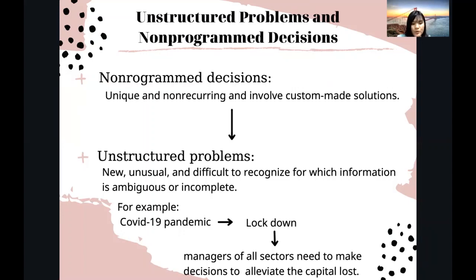Therefore, they are used to solve unstructured problems that are new, unusual, and difficult to recognize, for which information is ambiguous or incomplete. For example, during the COVID-19 pandemic, many cities have locked down, which affected many businesses. Therefore, the managers of all sectors need to make decisions to alleviate the capital loss of their company.